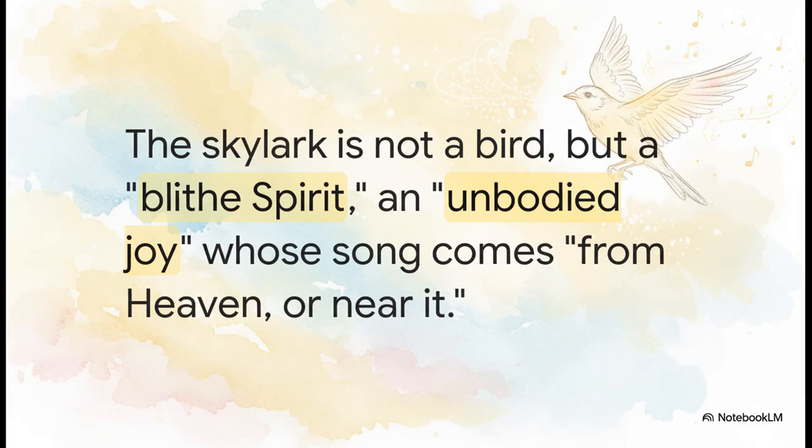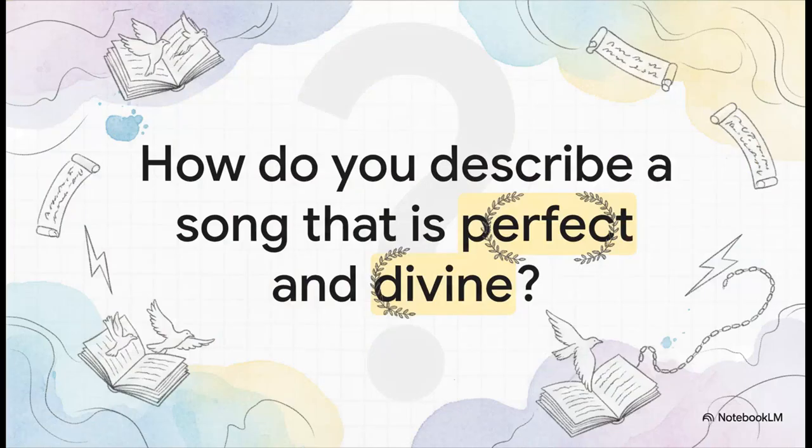He calls it a blithe spirit, which means like a carefree, almost divine being. He calls it an unbodied joy. Think about that, something you can hear but you can't see, representing the state of just pure, perfect happiness that feels like it's coming from another world. So this sets up this central problem of the poem, right? How in the world do you describe that?